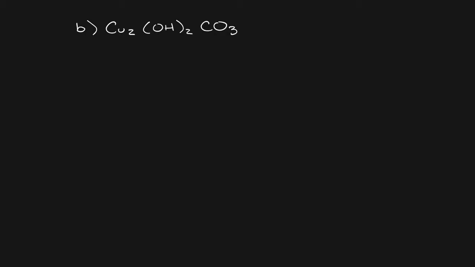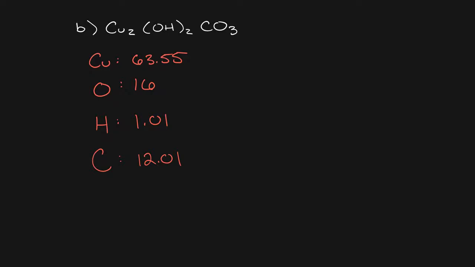We are going to repeat this process to find the percent composition by mass of malachite. We will begin by finding the atomic mass of each element. For copper, it has an atomic mass of 63.55. Oxygen has an atomic mass of 16. Hydrogen has an atomic mass of 1.01. And carbon has an atomic mass of 12.01.